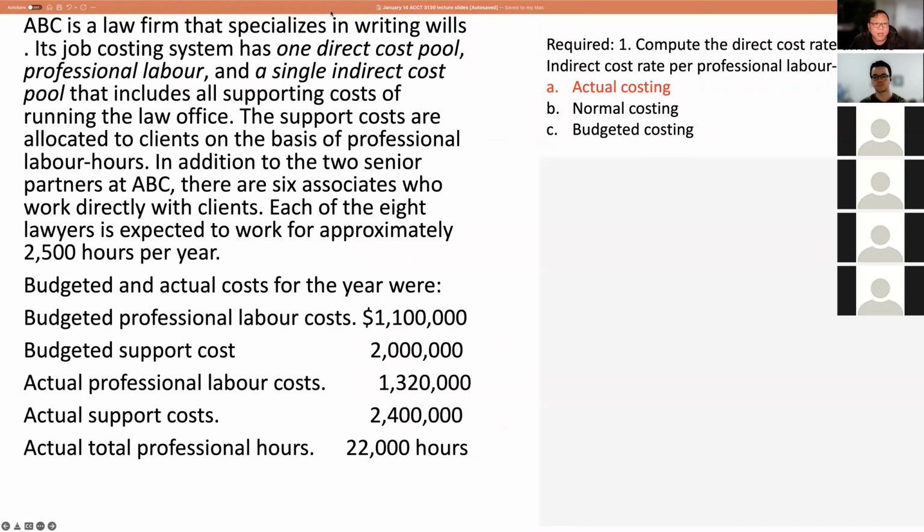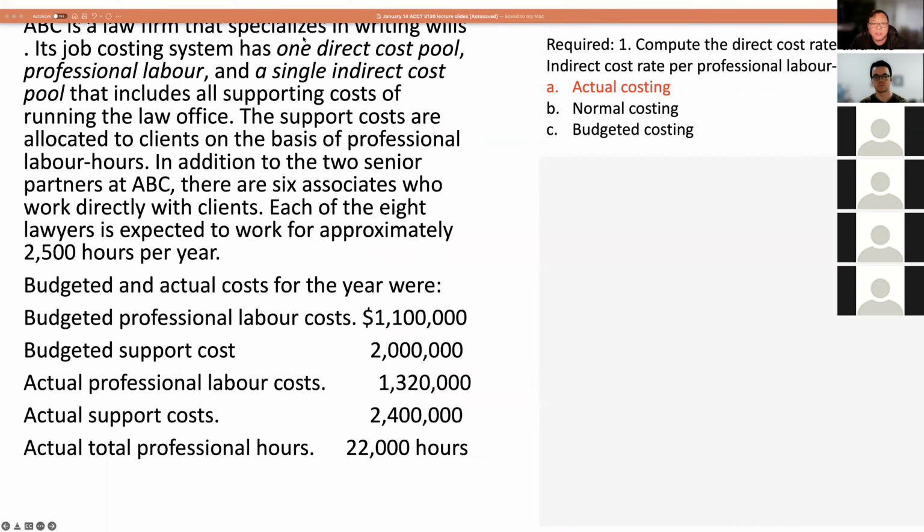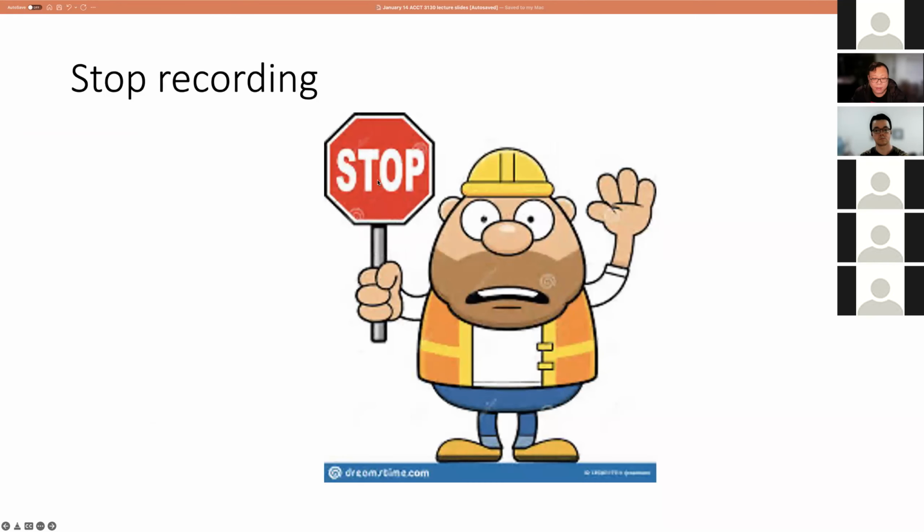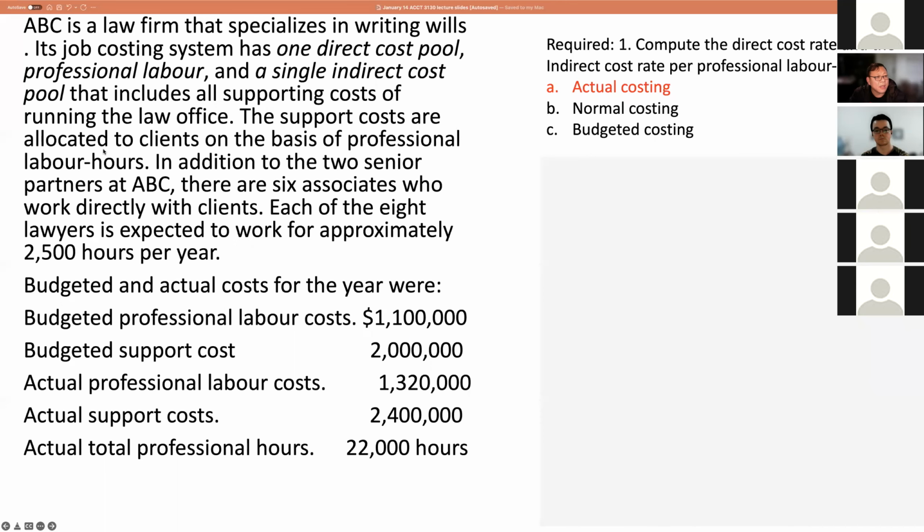Okay, so let's work on this question. ABC is a law firm that specialized in writing wills. Its job costing system has one direct cost pool, professional labor, and a single indirect cost pool that includes all supporting costs of running the law office, right?